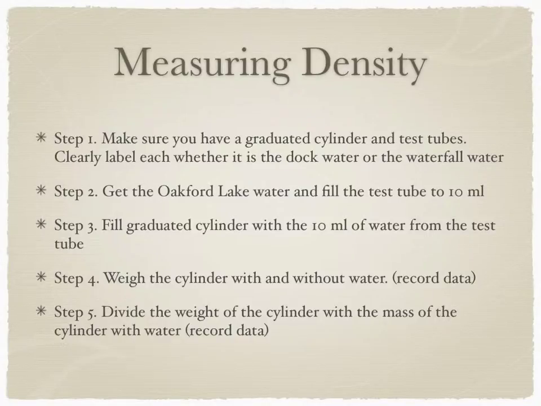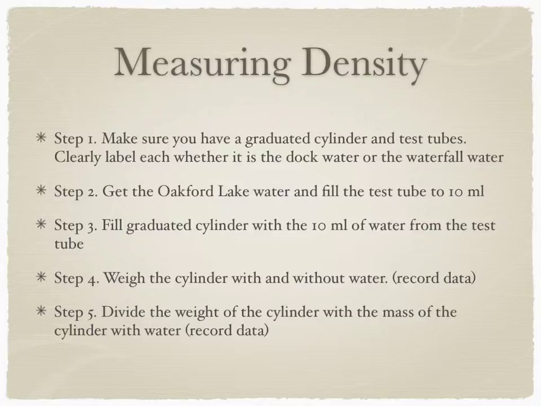Measuring density. Step 1. Make sure you have a graduated cylinder and test tubes. Clearly label each whether it is dock water or waterfall water. Step 2. Get the Oakford Lake water and fill test tubes to 10 milliliters. Step 3. Fill graduated cylinder with 10 milliliters of water from the test tube.